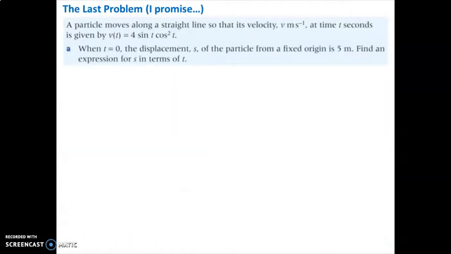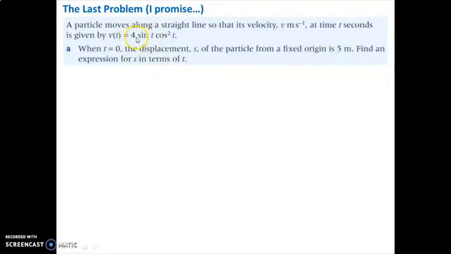All right, next thing here. Last problem, I promise. I know this video is quite long. So read this here. We have a particle. Here is its velocity function. And it says when time equals 0, the displacement of the particle from a fixed origin is 5 meters. Find the expression for s in terms of t.